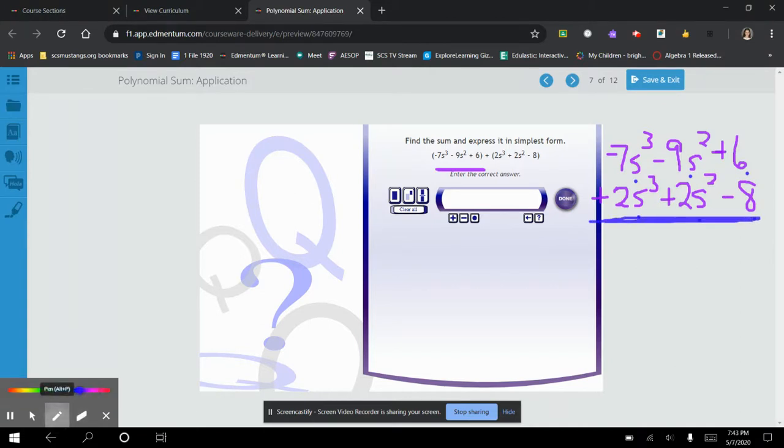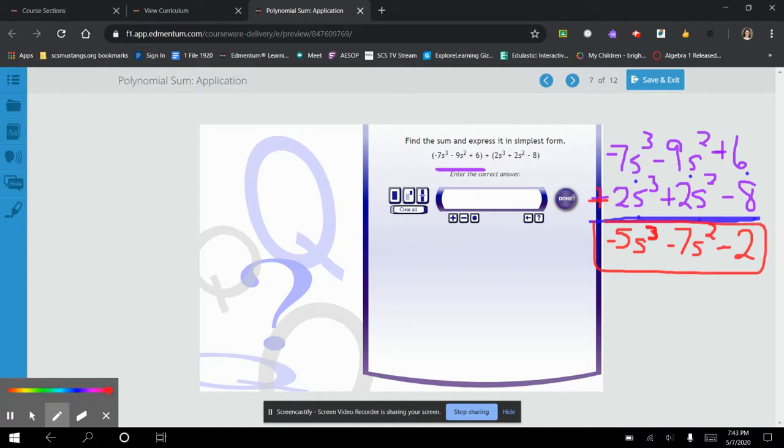So if we do that, we're looking at negative 7 plus 2. So a negative 7 plus 2 is going to give us a negative 5. And then we need to bring down that s to the third with it. That's our like term, so it just comes down with it. And then we've got negative 9 plus 2 is going to give us a negative 7s squared. And then a positive 6 minus 8 is going to be a minus 2.